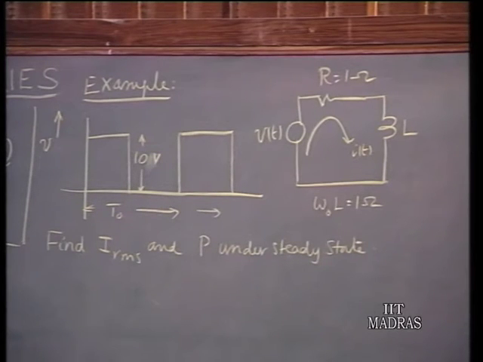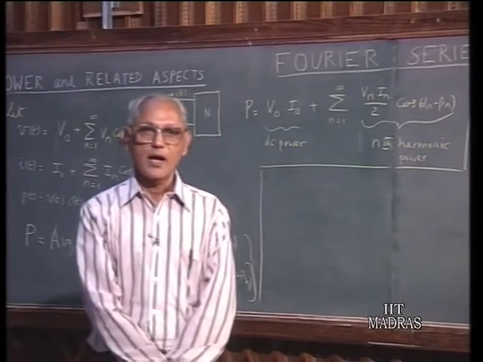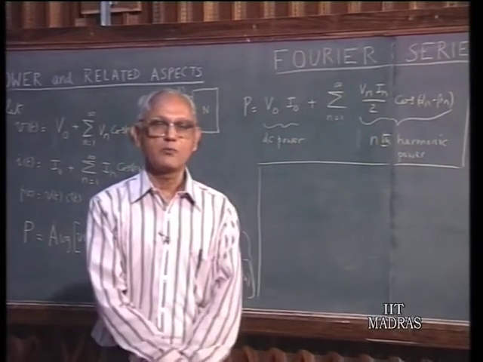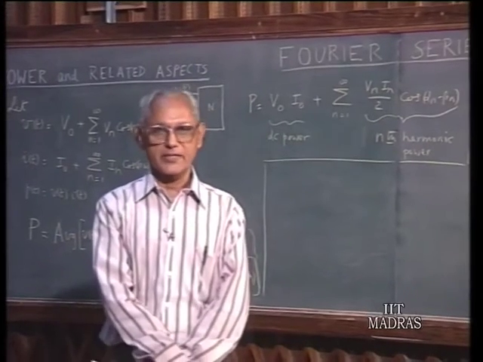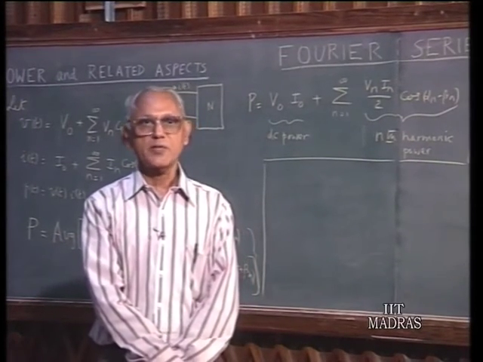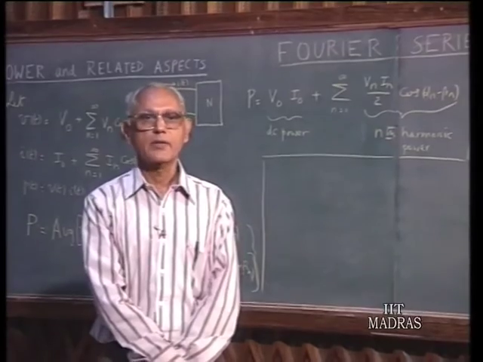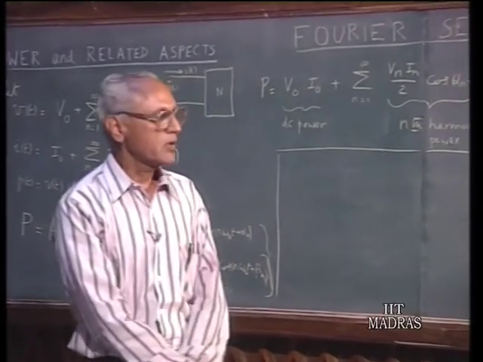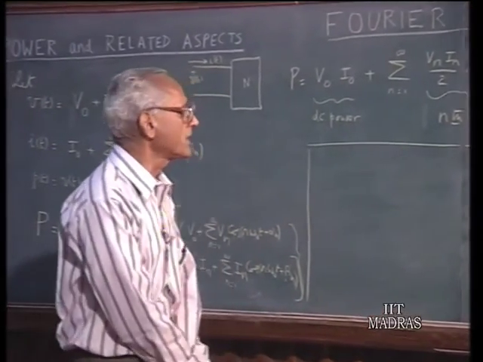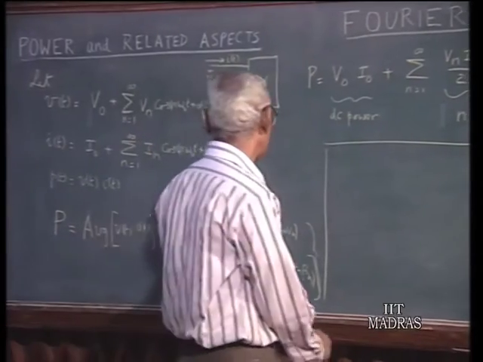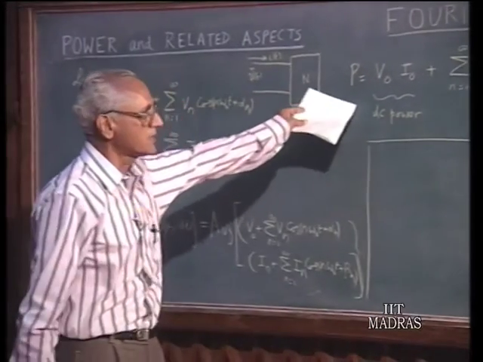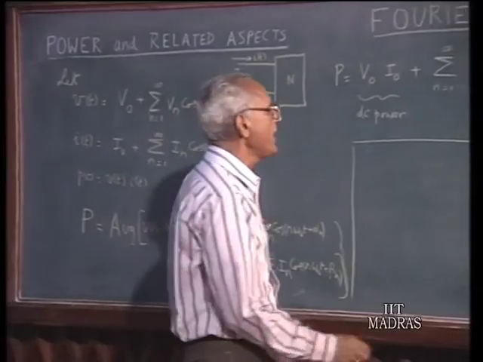What we propose to do is, we split up the given input voltage V of t into its various harmonic components. Under the influence of each harmonic component of the voltage, we will calculate the current under steady state. So we get expressions for V of t and I of t in the form of Fourier series, and once we have them, it's easy to calculate IRMS and the overall power in the manner that we have illustrated earlier.